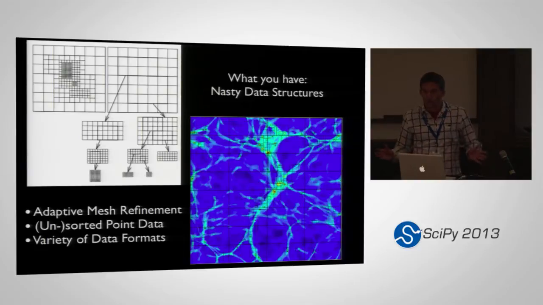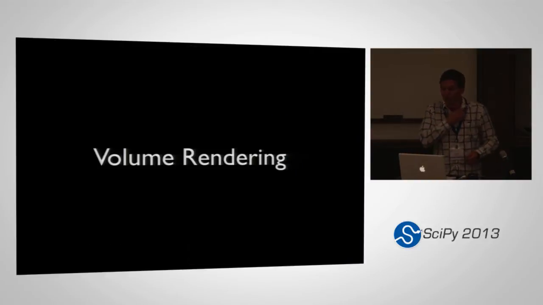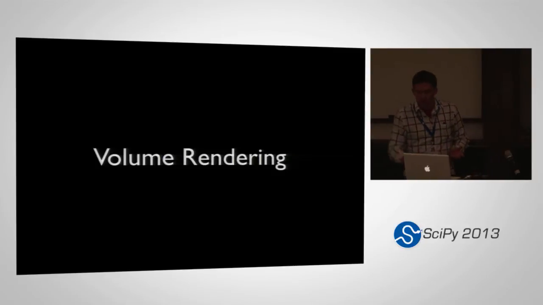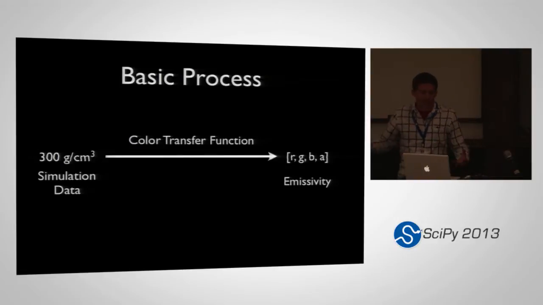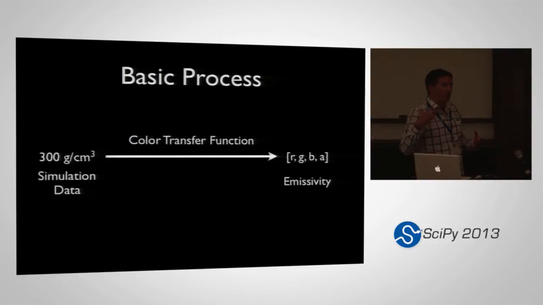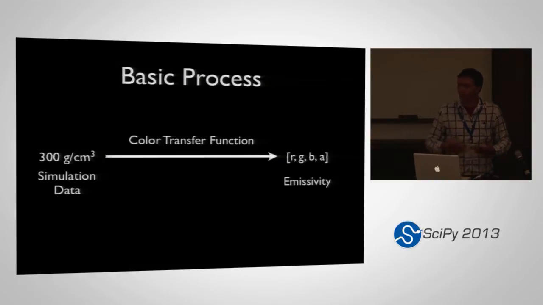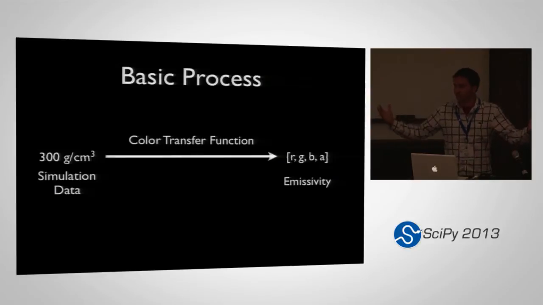So YT does a lot of really great things. Today I'm going to talk about volume rendering. Most of you already know, but the basic process here is you take some physical quantity, a density, say, and you map that through a transfer function to produce RGBA emissivities. And you might have opacities associated with that. But it's really the process of transforming numbers into pictures, right?